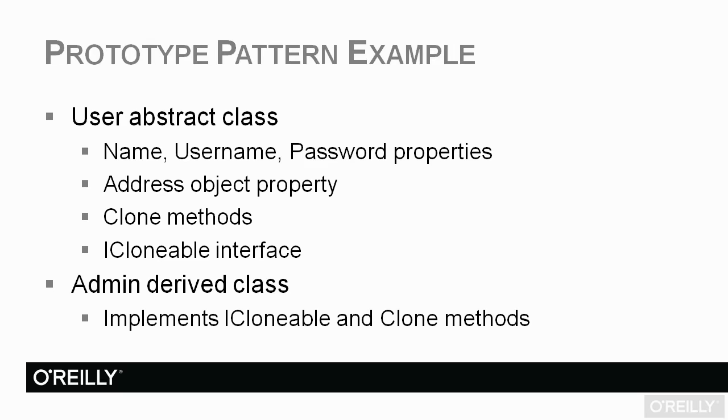Now, the user class is an abstract class, so we want to create some instances. So our application might have administrative users, guest users, customer users, different kinds of users. So let's just talk about an admin user. We're going to create an admin-derived class, and it's going to implement the ICloneable and Clone method. All of the other classes would actually probably have similar implementations, but they might have different properties depending upon their capabilities. For instance, an administrator class would probably have a few extra properties compared to a guest class.